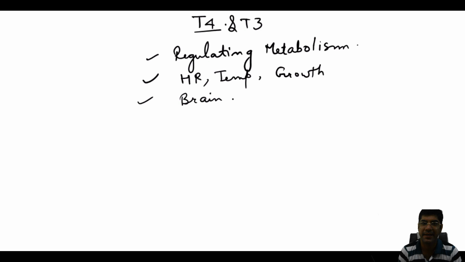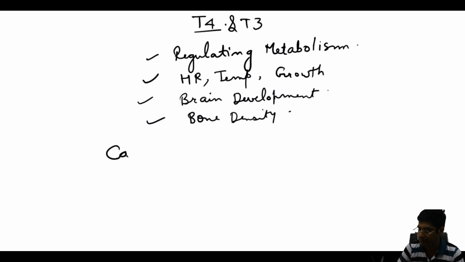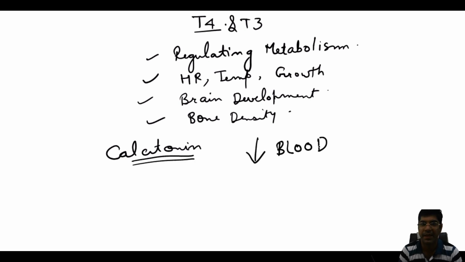Calcitonin is primarily involved in calcium and bone metabolism. It helps to lower the blood calcium level by inhibiting osteoclast activity, which prevents the breakdown of bones and promotes calcium deposition in the bones.